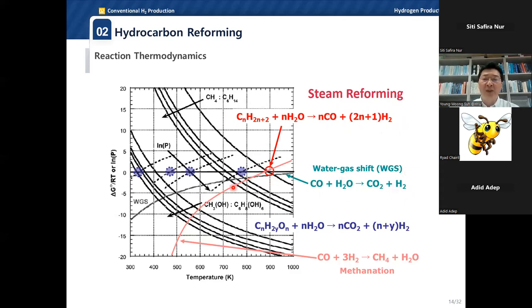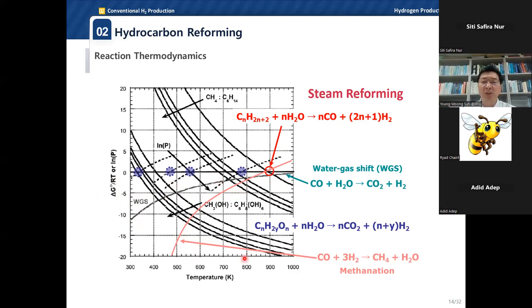And look at the diagram here. From 300 Kelvin to 1000 Kelvin, the water gas shift reaction has negative values in terms of the Gibbs free energy. So that means the water gas shift reaction is thermodynamically feasible in this temperature window.